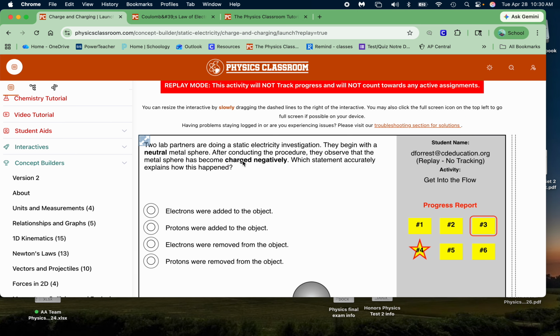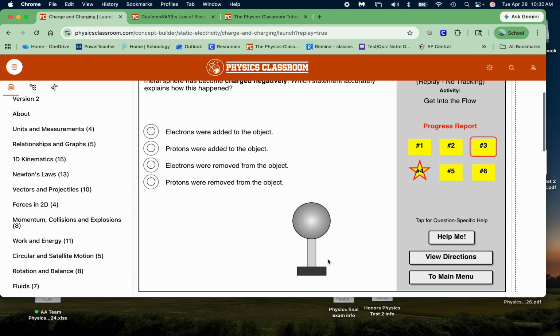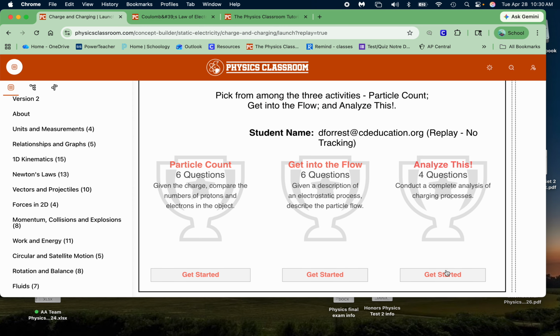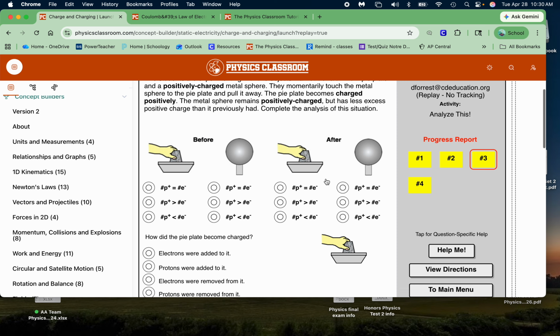Again, a neutral metal sphere becomes charged negatively. So these are all pretty much the same. So I'm going to go back to the main menu again. This one is a little more involved.